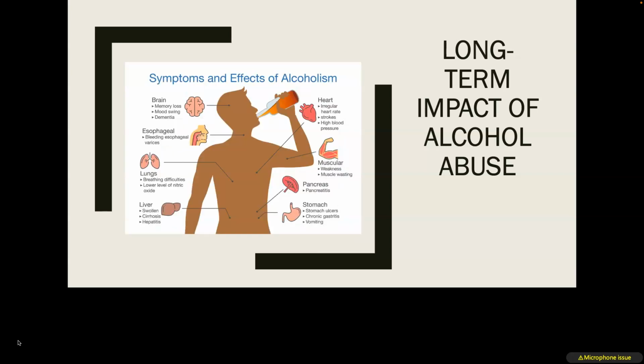Over time, with the long-term impact of alcohol abuse, you're going to see potential for impact in lots of different body systems. Certainly the brain, even the esophagus, lungs, liver, heart, etc. You can see here on this particular slide, it shows a good overview of the different areas of potential harm that can come from long-term use of alcohol.